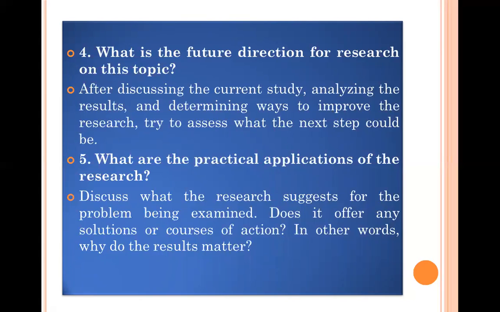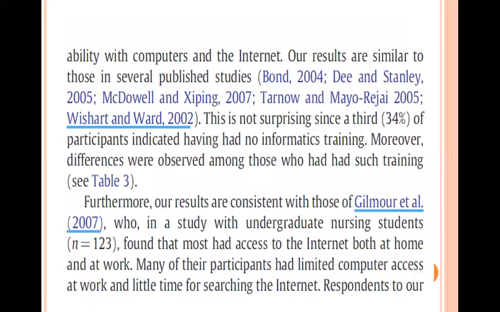We can give a hint in the discussion section. Then comes the practical applications of research. You have got some research results, and how are these results going to be useful? Are they offering any solution? Are they offering any course of action to give some remedy to a social problem? Or you can just tell how these results matter to the people. Fine. So these five components can be included in the discussion section.